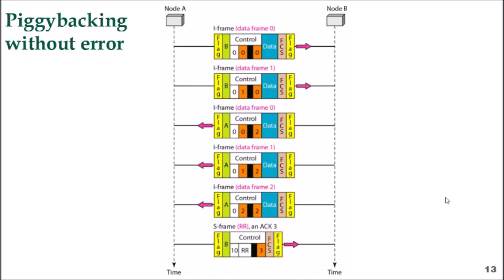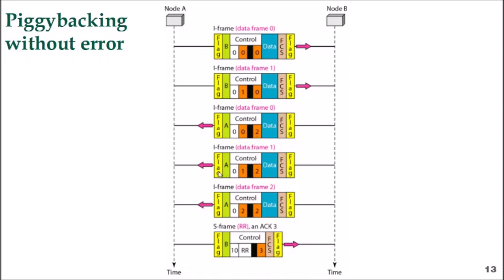Here is a flow diagram of piggybacking without error. Node A will send to node B an I-frame with a sequence number of 0 and an acknowledgement number of 0. Again, node A will send to node B an I-frame with a sequence number of 1 and an acknowledgement number of 0. In response, node B will send to node A an I-frame with a sequence number of 0 and an acknowledgement number of 2, because the next frame it is expected to receive is 2.